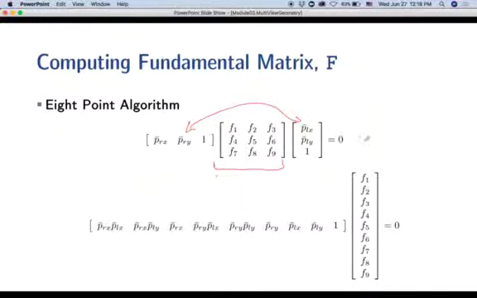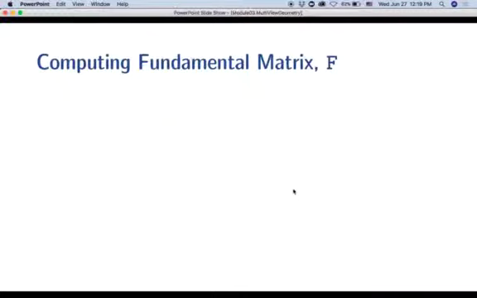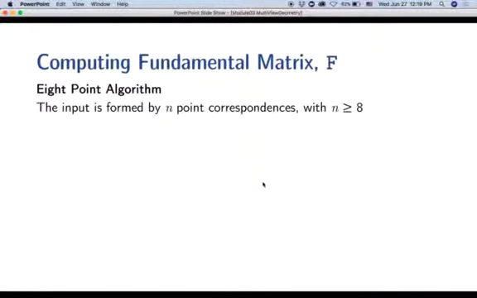Okay, so which means what? This f is... how would I solve for this f? It's a null vector of the matrix that will be formed here by these correspondences. Okay, so the 8-point algorithm is, so the whole matrix is this.